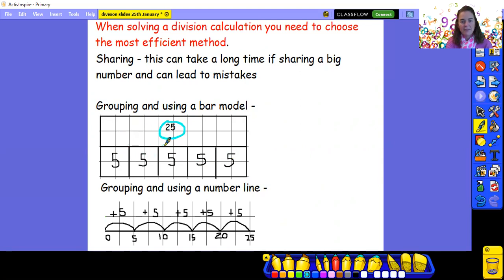And then we're counting in 5s until we get to 25. So that's one way. And the way I've just shown you on the example was using a number line. So counting in lots of 5 for dividing by 5. So today I want you to really think about which is the method which will give you the most efficient result. So let's have a look at some more problems together.